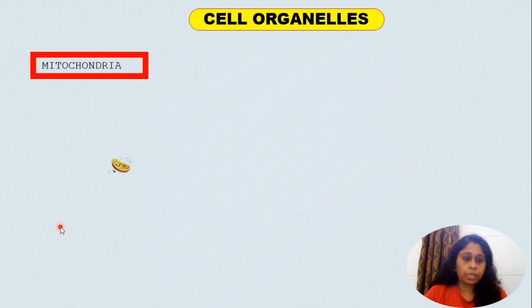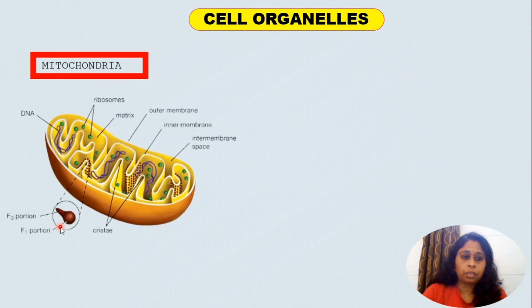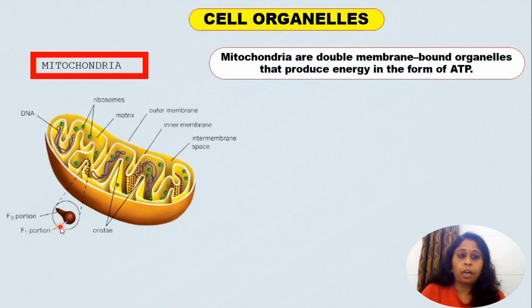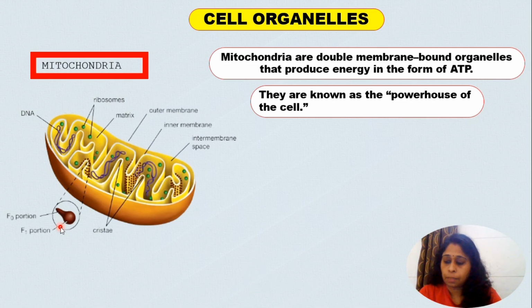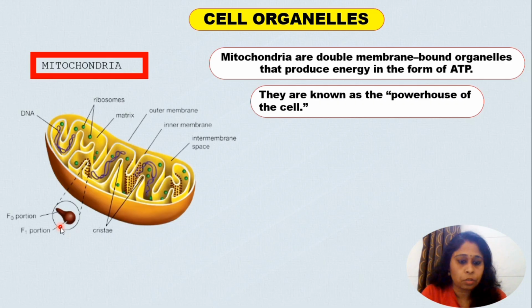Next one is mitochondria. Mitochondria is also an important cell organelle that is a double membrane bound organelle that produces energy in the form of ATP. What is ATP? ATP is adenosine triphosphate. Okay, the full form of ATP is adenosine triphosphate. They are also known as the powerhouse of the cell. Just like a power plant supplies electricity to a city, a mitochondria supplies energy to the cell. That's why they are known as powerhouse of the cell.